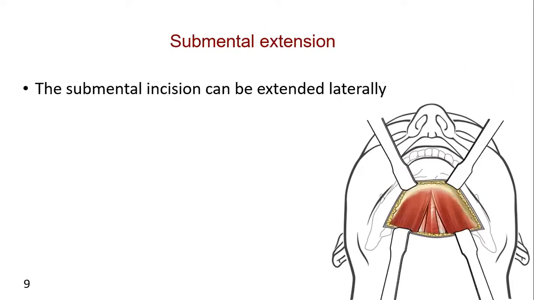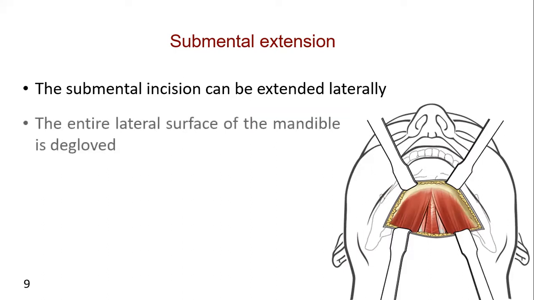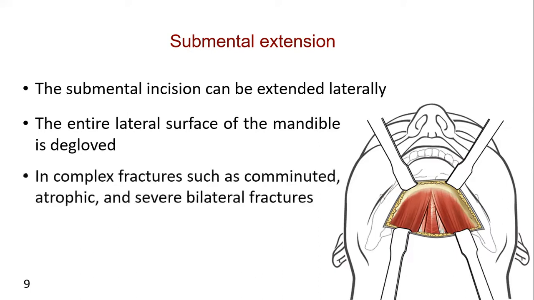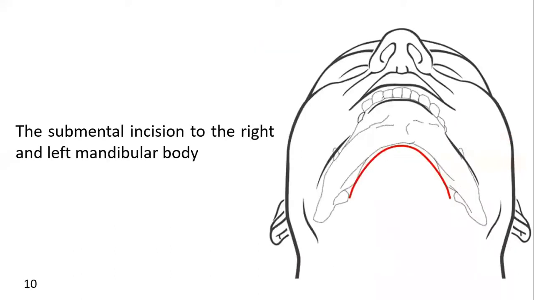The submental incision can be extended laterally to encompass both the right and left mandibular body. The entire lateral surface of the mandible is degloved in the same way as in the submandibular approach. This may be necessary in complex fractures such as comminuted atrophic and severe bilateral fractures.